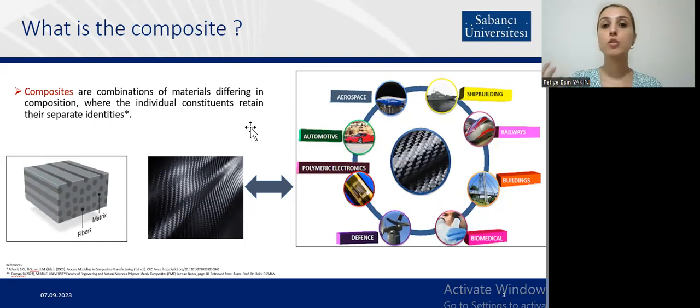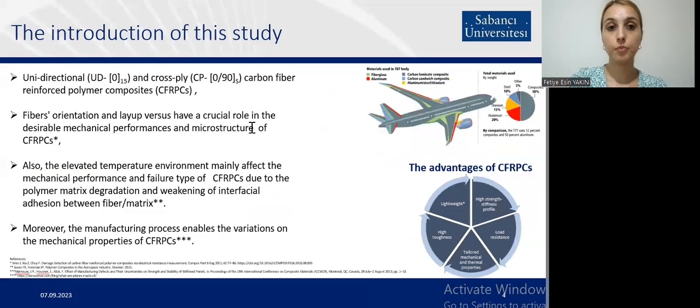Composites are a combination of materials different in composition where the individual constituents retain their separate identities. In the lower part of this explanation, you can see the fiber impregnated with matrix, depending on the fiber type and the matrix type. Composite materials are used in many engineering applications such as aerospace, shipbuilding, defense, biomedical, building, railways, automotive, etc.